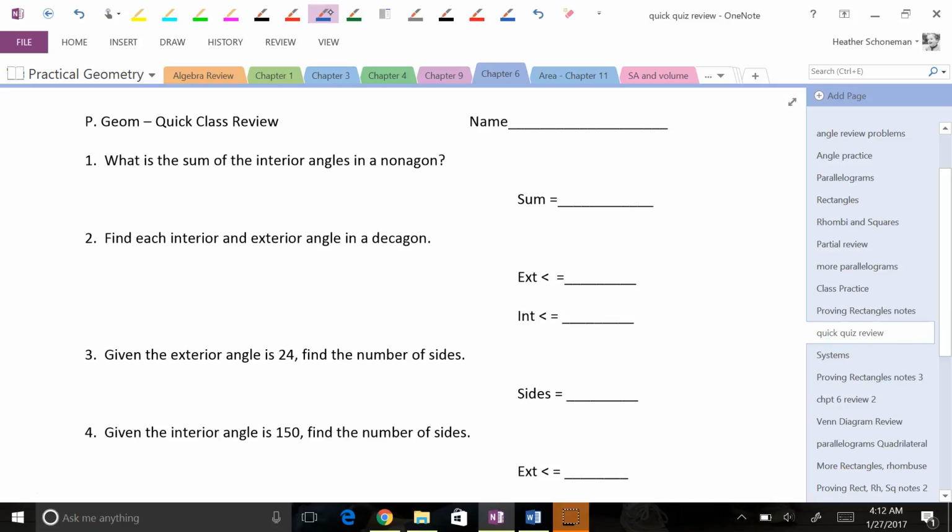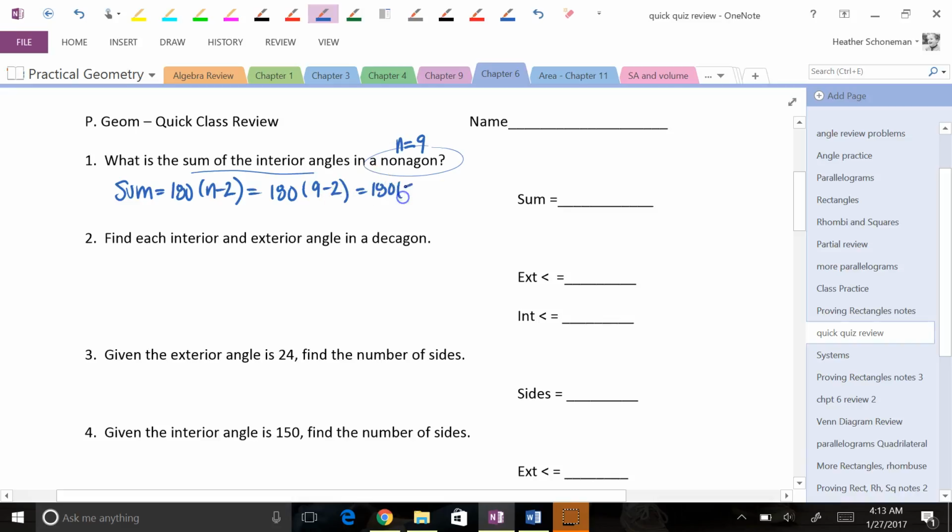We've had this on every homework assignment since you learned it, but we haven't reviewed it in class together in a while. The first one says, what's the sum of the interior angles in a nonagon? Well, the sum of the interior angles can be found by taking 180 times n minus 2. And if it's a nonagon, that's telling you that you have 9 sides. So that's going to be 180 times 9 minus 2, which would be 180 times 7. And if you put that into your calculator, you get 1260.